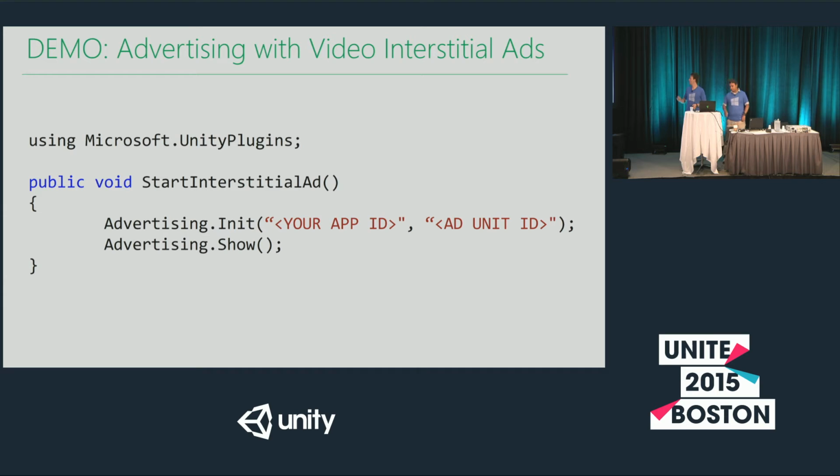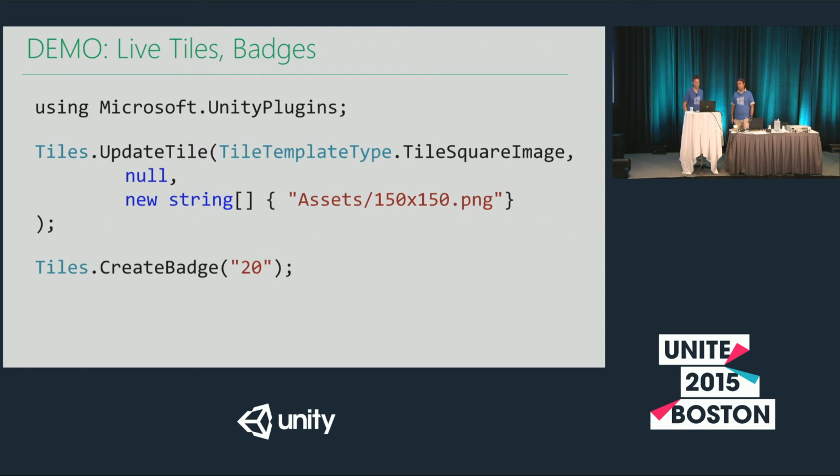So one more point I wanted to make about this. Again, it's all one-liners for you guys if you use the Microsoft Unity plugins advertising. Of course, you can use Unity 5.2 just natively, no problem with that. Just provide your app ID and ad unit ID, and you can start showing the ads. Yep. Okay, so the other thing, I very briefly touched on the live tiles.